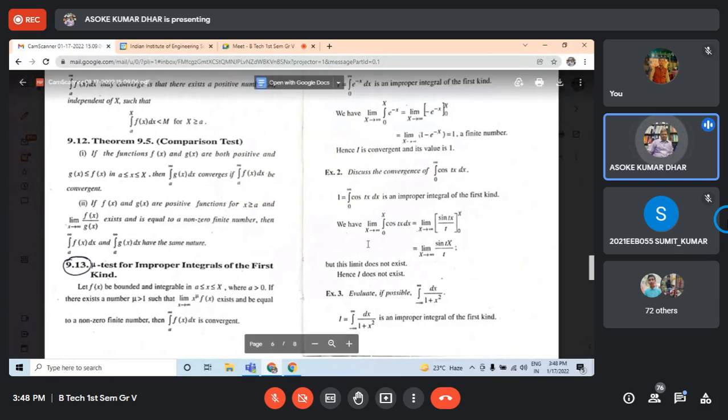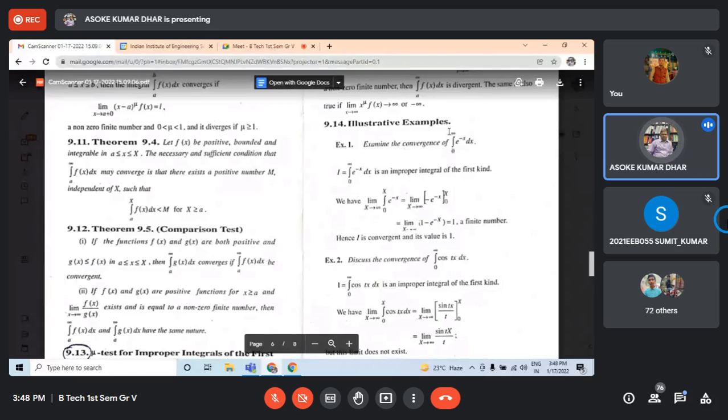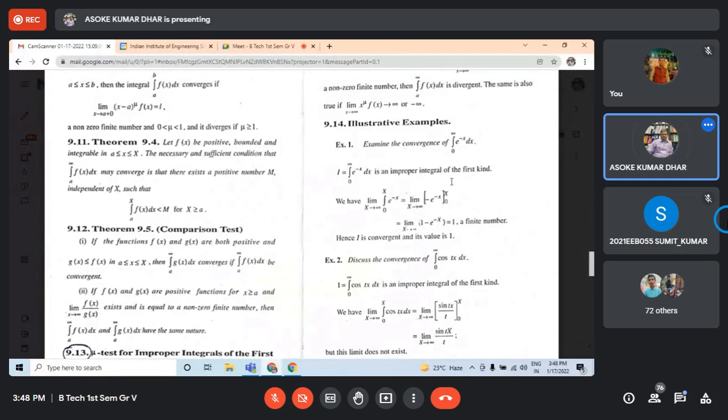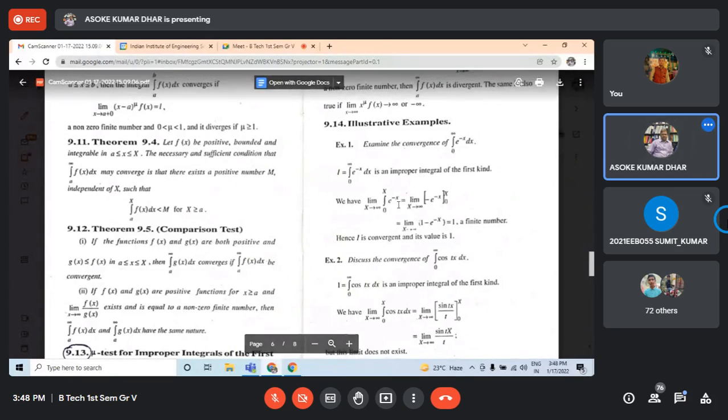Now consider some problems. The integral from 0 to infinity of e to the minus x dx. This is the first kind. I is equal to this plain integration.